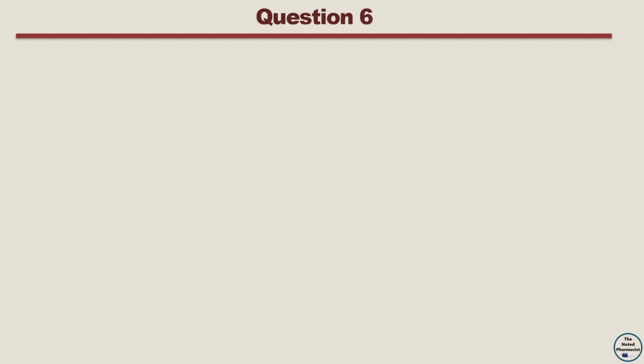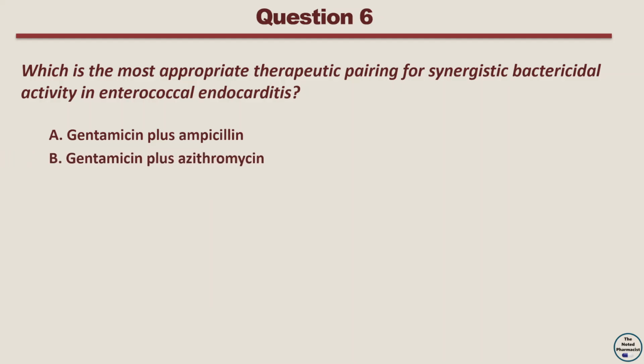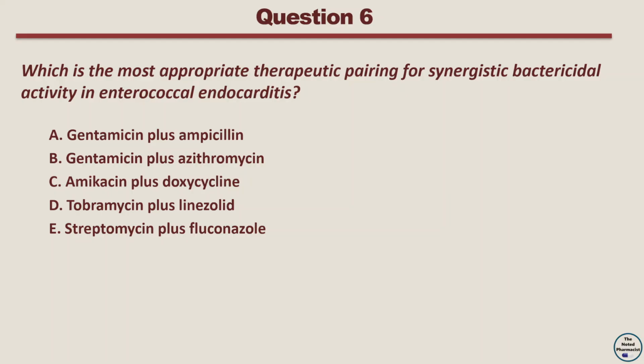Question 6. Which is the most appropriate therapeutic pairing for synergistic bactericidal activity in enterococcal endocarditis? Option A, gentamicin plus ampicillin. Option B, gentamicin plus azithromycin. Option C, amikacin plus doxycycline. Option D, tobramycin plus linezolid. Option E, streptomycin plus fluconazole.